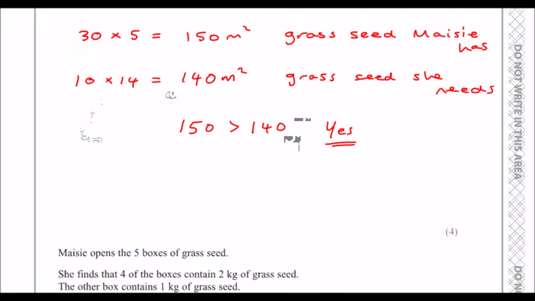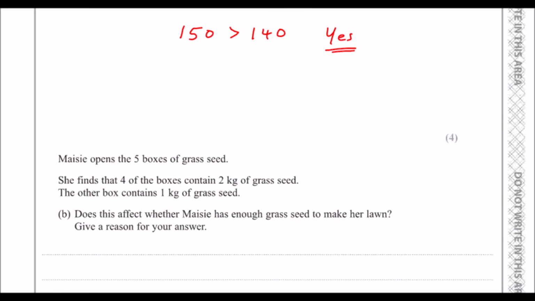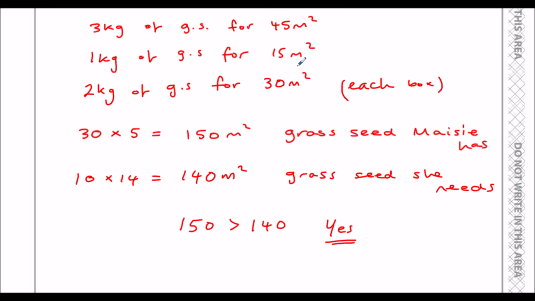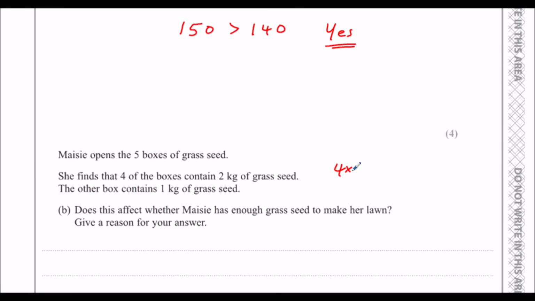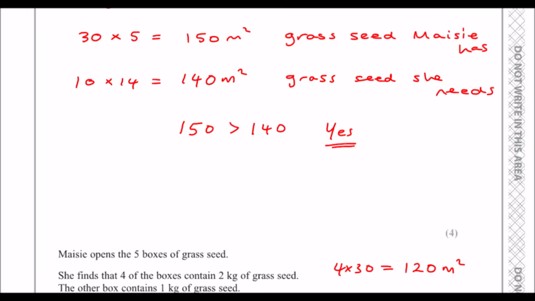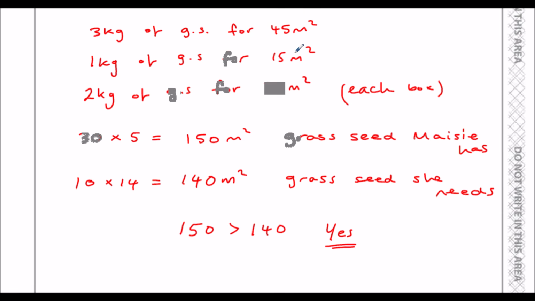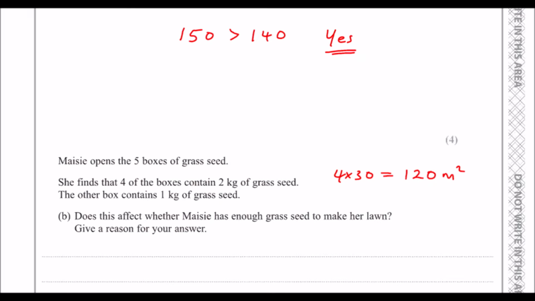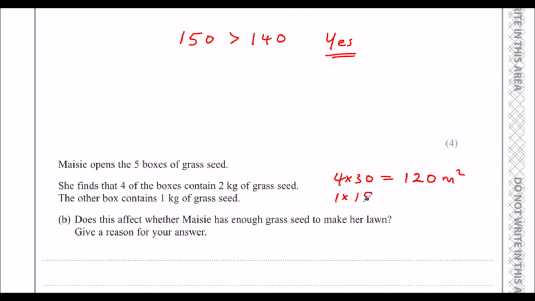So she has 4 full boxes. So 4 boxes that do 30 meters squared each. So she's got 4 times 30 meters squared, which is 120. But then the other box only contains 1 kilogram, which will cover 15 meters squared. So she has enough for 120 plus 15, 135 meters squared. She needs 140, so she doesn't have enough.